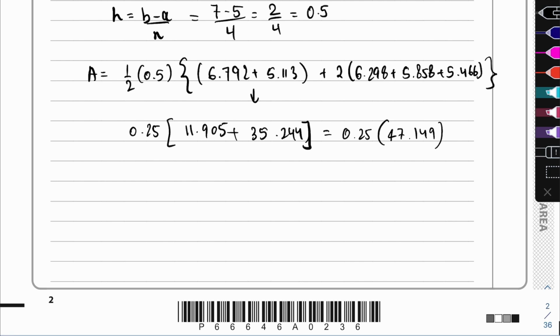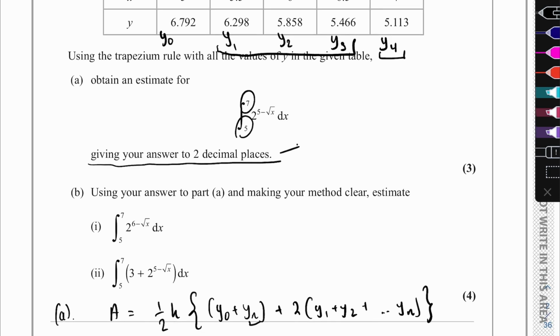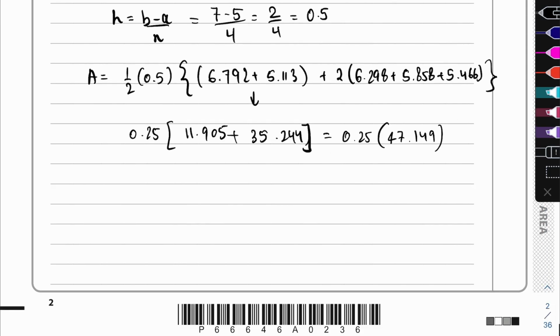Now before we do this calculation, let's look at what else they're asking us. They're asking us to give the answer to 2 decimal places. So what should we do? We should have a rough answer to 3 decimal places, and then we round it. So 0.25 multiplied by 47.149 gives us 11.787. And this rounds to 11.79. So the integral of 2 to the power of 5 minus root x equals 11.79. Our final answer is 11.79.